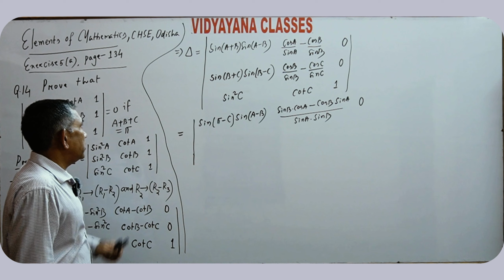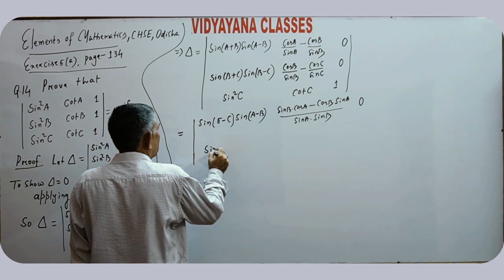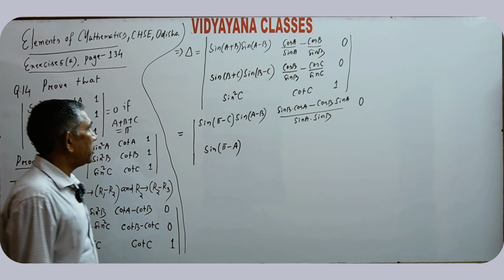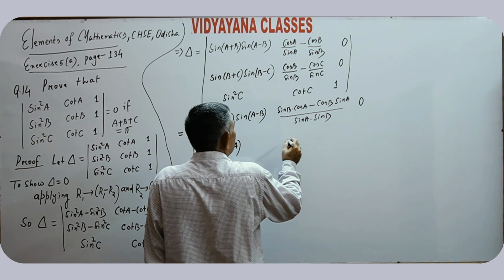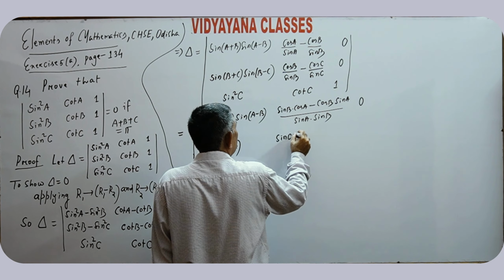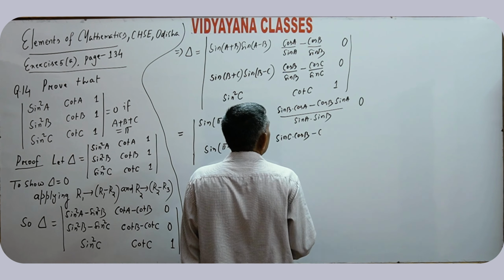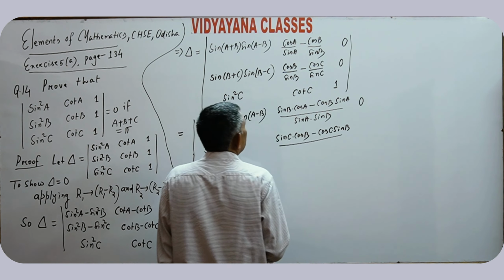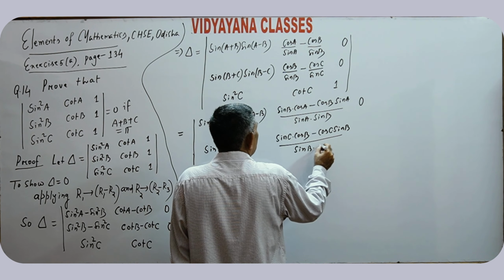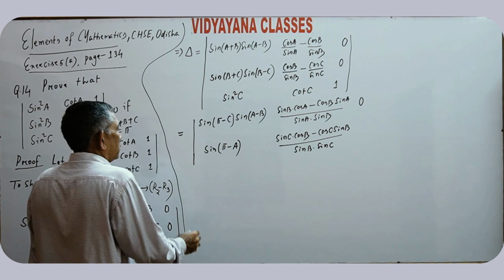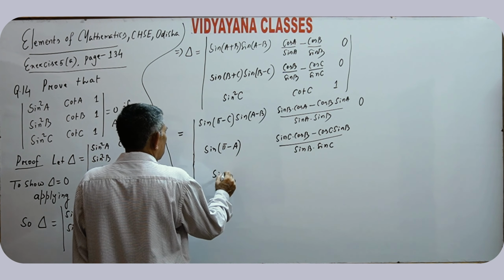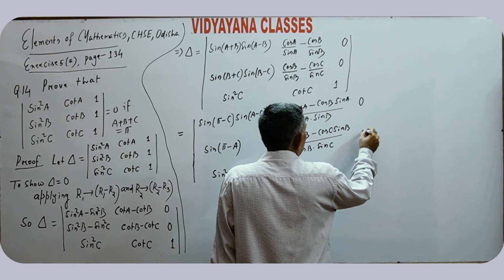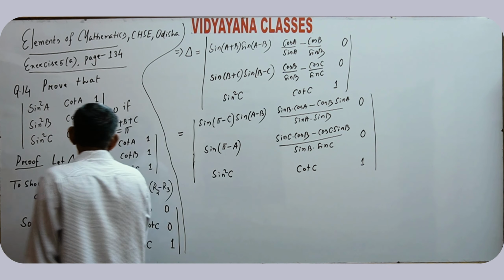B plus C is pi minus A. Sin pi minus A. B plus C is equal to pi minus A, since A plus B plus C is equal to pi. Here the LCM is sin B into sin C, which gives sin C into cos B minus cos C into sin B, divided by sin B into sin C. The third row remains same, that is the sin square C, cot C, it is 0, it is 1. Clear?